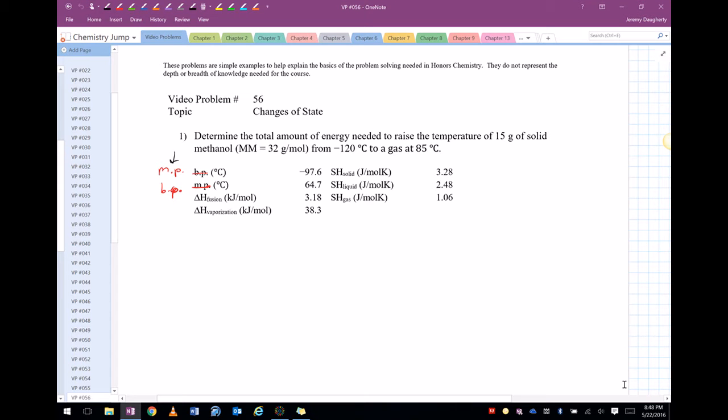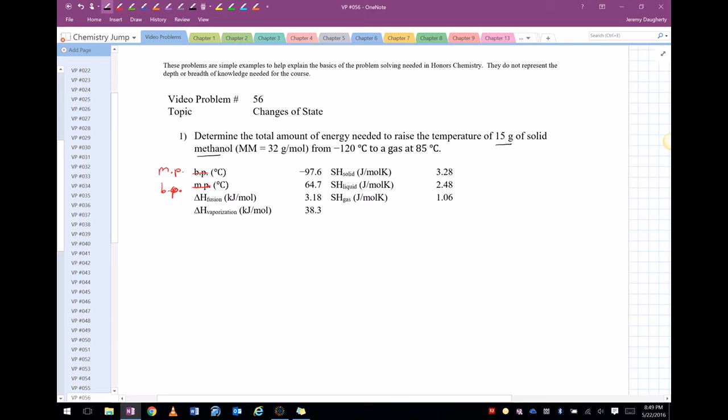Video problem 56, changes of state. This is actually a pretty big problem, has a lot of ideas built into it. Let's just talk about the general concept here. It says determine the total amount of energy needed to raise the temperature of 15 grams of solid methanol from negative 120 degrees Celsius to a gas at 85 degrees Celsius.